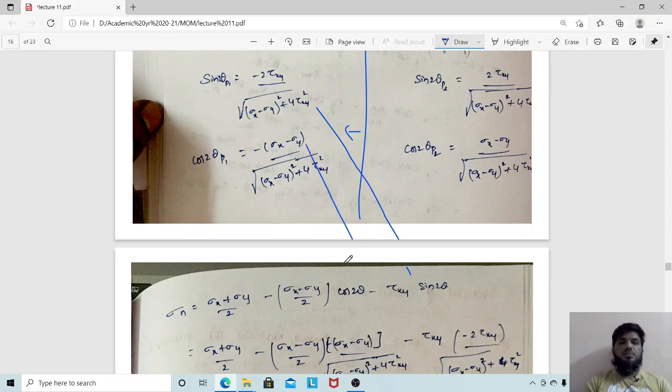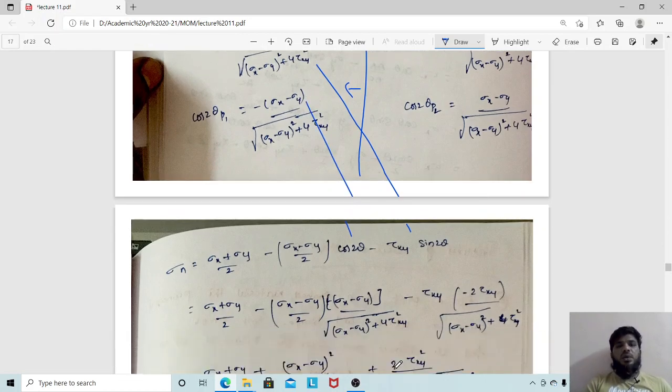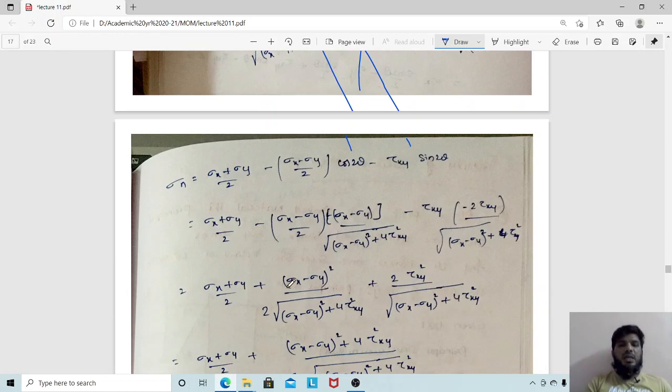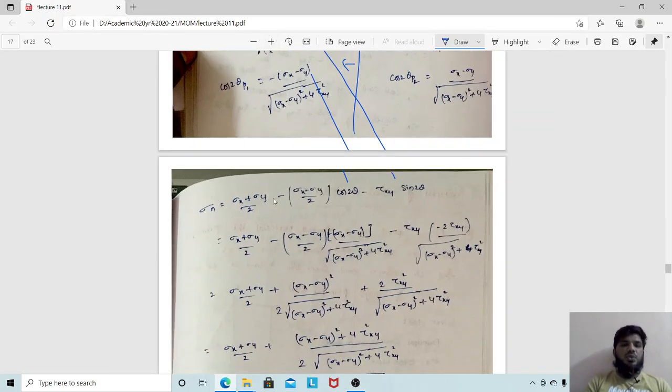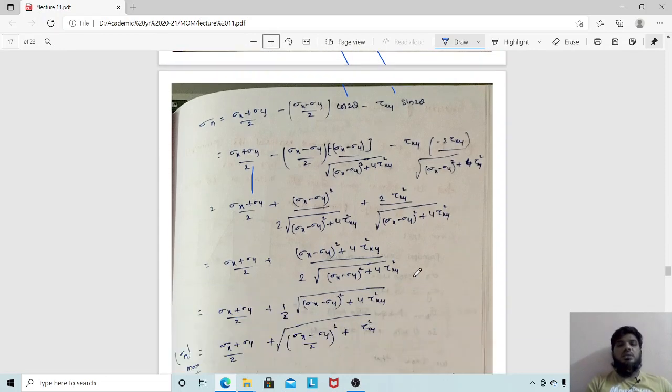So substituting here, we are going to get minus of sigma x minus sigma y under root of sigma x minus sigma y whole square plus 4 tau xy square, minus 2 tau xy. Once you are done, minus into minus is plus, so sigma x minus sigma y into sigma x minus sigma y is the whole square. There is no change in sigma x plus sigma y by 2, so this is repeated as it is. Here minus into minus is again plus, 2 tau xy square under root of sigma x minus sigma y whole square plus 4 tau xy square. Now you take out the LCM.